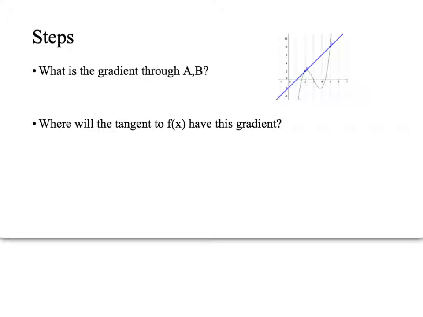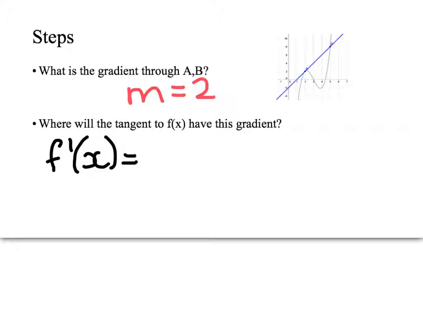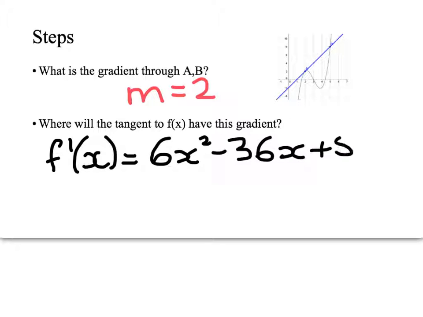So step 1 is to figure out the gradient through A and B, and we've done that. We found that m was 2. The next thing is to figure out where will the tangent have that gradient. So there's two parts to this bit. We know that the gradient function will tell me the slope of the function, or gradient of the function, for any x value. So to get that, we have to differentiate, and we get 6x squared minus 36x plus 50.